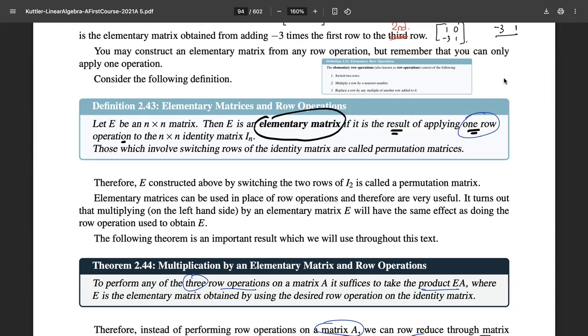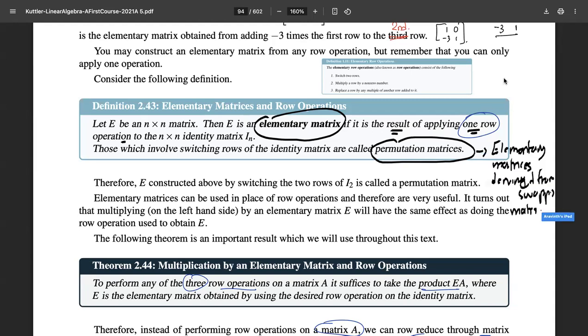So then there's a special name for the elementary matrices which we get derived from the first operation, derived from swapping rows, and that's called the permutation matrix. Because you'll see that we can permute. This leads to a permutation of vectors when we multiply this matrix, or permutation of rows, right?